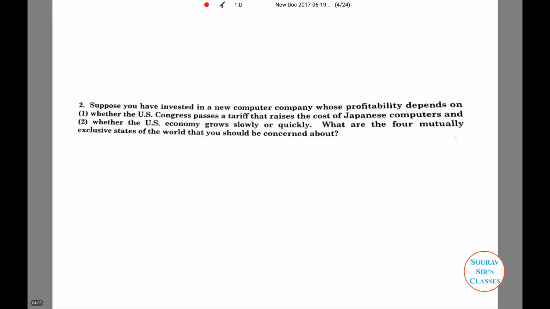Now, in the next question, suppose you have invested in a new computer company whose profitability depends on 2 conditions that we are given. First, whether the US Congress passes a tariff that raises the cost of Japanese computers, or second, whether the US economy grows slowly or quickly. Now, we'll analyze this in 4 mutually exclusive states of the world.